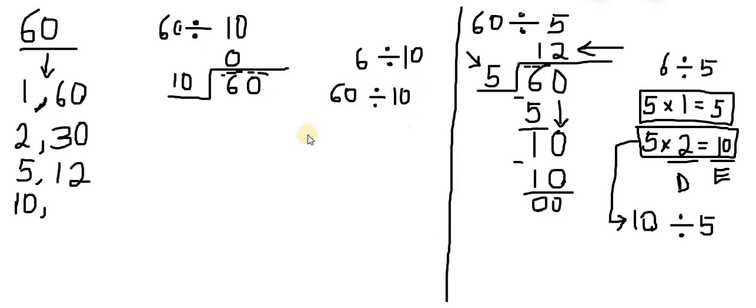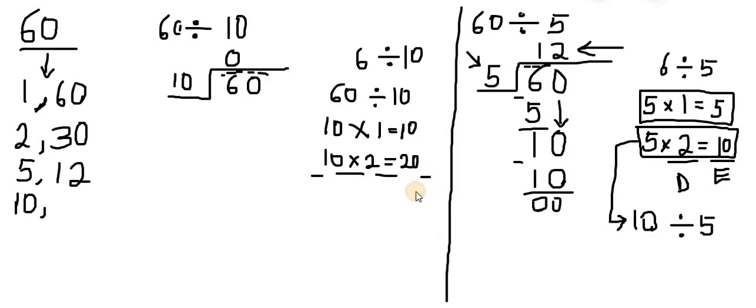So you can create your 10 times table. 10 times 1 is 10. 10 times 2. Add another 10 is 20. And if you keep going, you end up at 10 times 6 is equal to 60. Perfect match. Okay, so for the best possible answer for 60 divided by 10, you go to column D on that line.